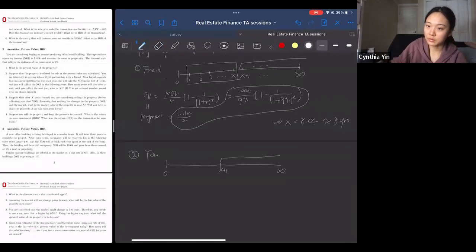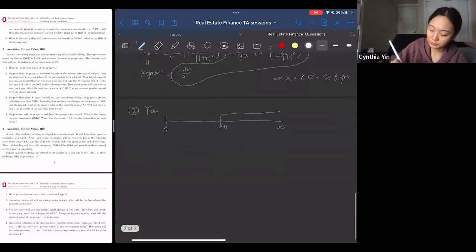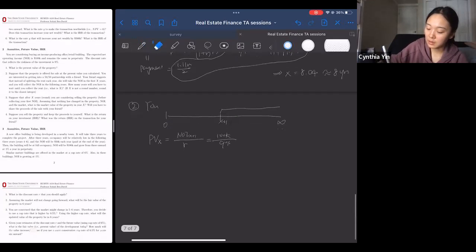And it's a perpetuity without growth. So to make it fair, you need to make the present value equal to the discounted cash flows in the future. So what you get is, first, a perpetuity, and the present value of the perpetuity at year X equals NOI X plus 1 divided by R, which is 100K divided by 9%. There's no growth.